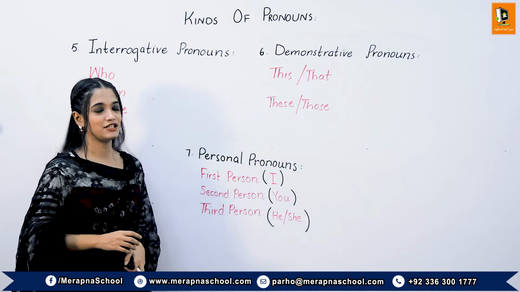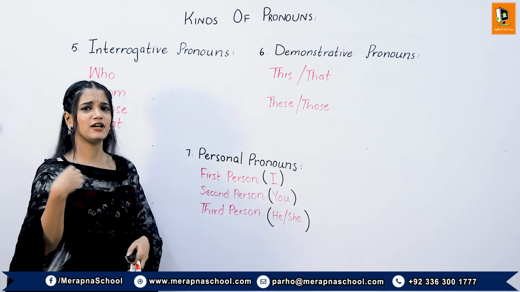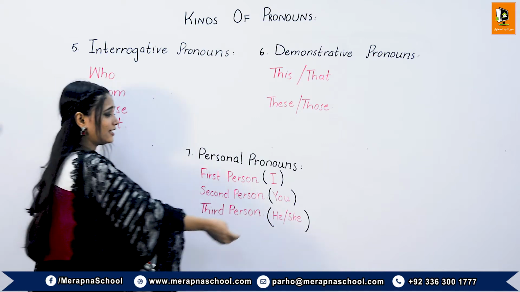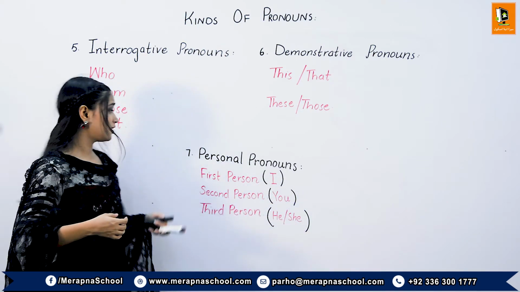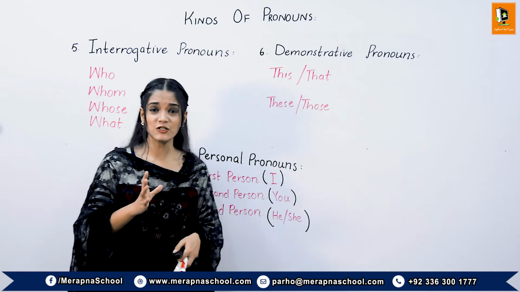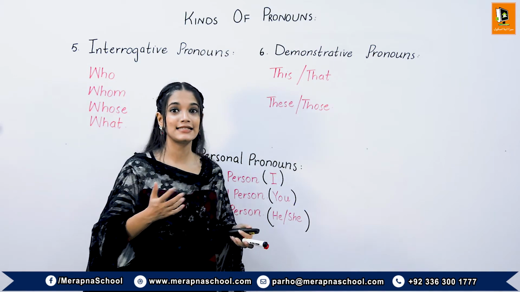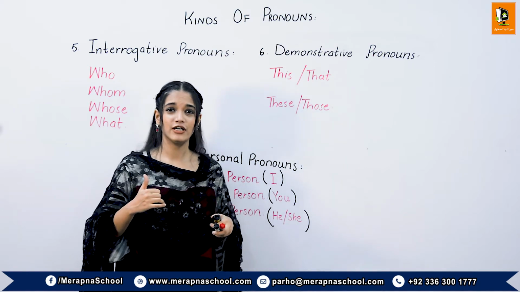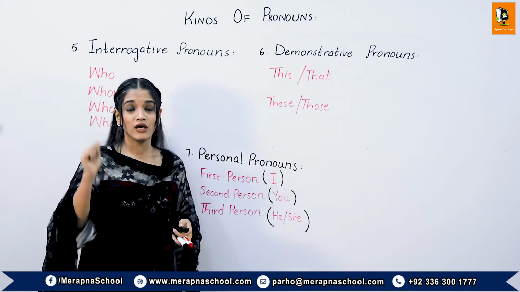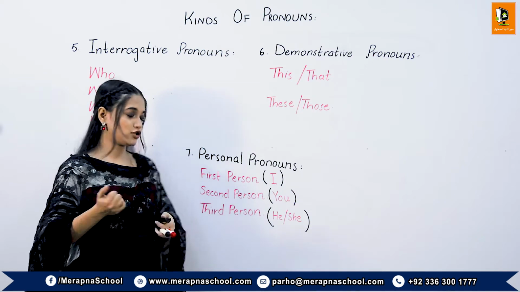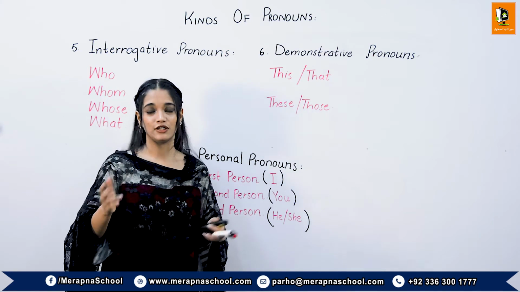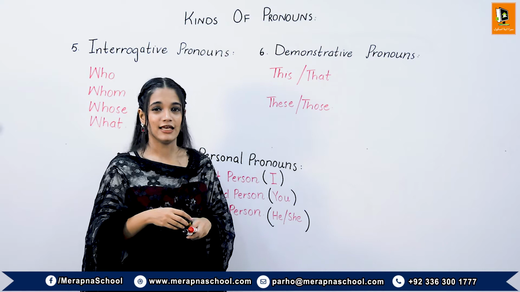Now, moving on to the next kind of pronoun, personal pronouns. Personal pronouns refer to a person. Their examples are I, you, he, she. Personal pronouns can be classified as first person, second person, and third person. The example for the first person is I, because I refers to the first person who is speaking. The second person is you. It is the person I am talking to. The third person is he or she, the person we are talking about. It is the third person.